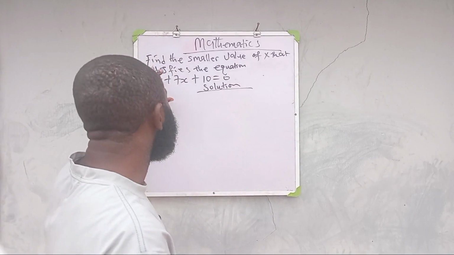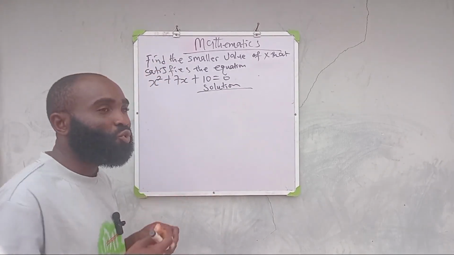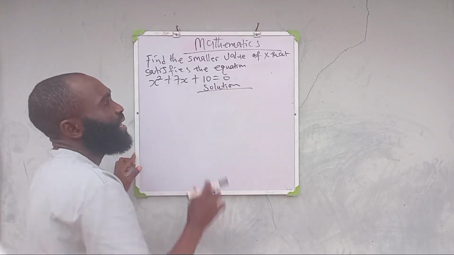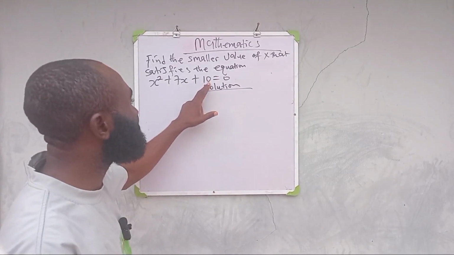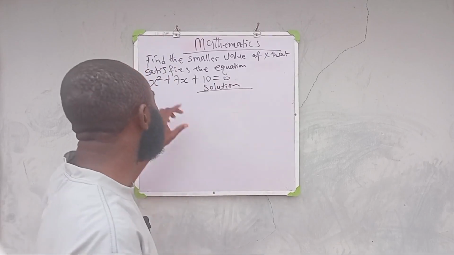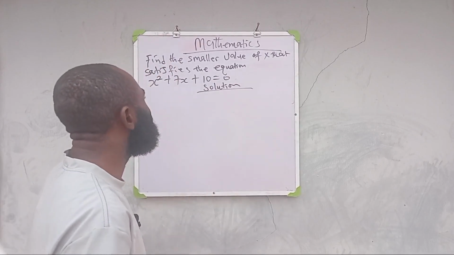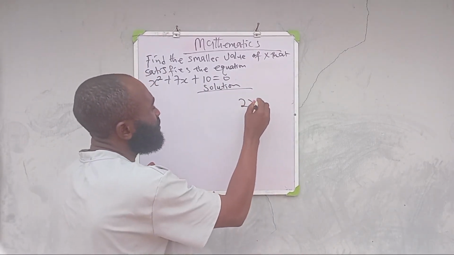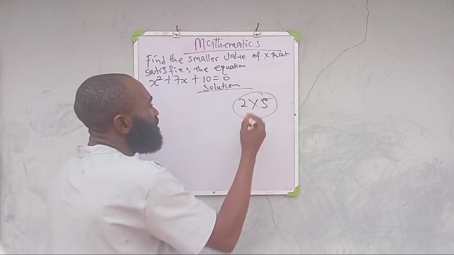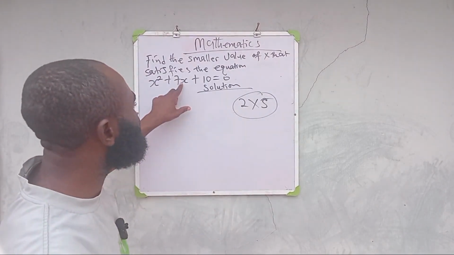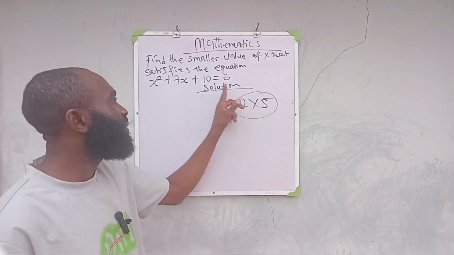know is to find the two possible values that when you add, you have the middle number 7, and when you multiply, you have the last number 10. So here, the two possible values that if you add, you have 7, and when you multiply, you have 10, are 2 and 5. When you add 2 plus 5, you have 7, and when you multiply, you have 10.